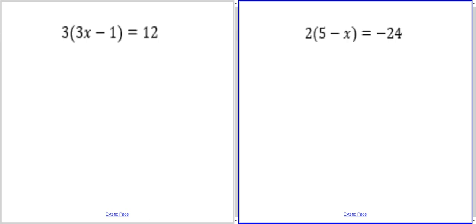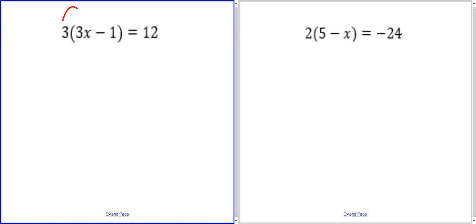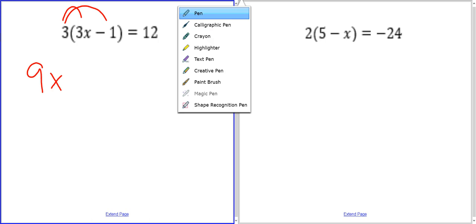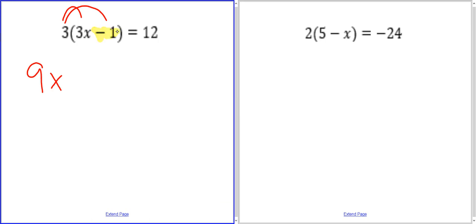Next one. So these problems involve where you have to distribute. So I have 3 times 3x minus 1 equals 12. There's two ways to solve this problem. I'm going to use the distribution method, but there is another way. So multiply 3 times 3x, that gets you 9x. And 3 times negative 1. Be careful, this is negative 1. You need to include the sign. So 3 times negative 1 is negative 3, equals 12.